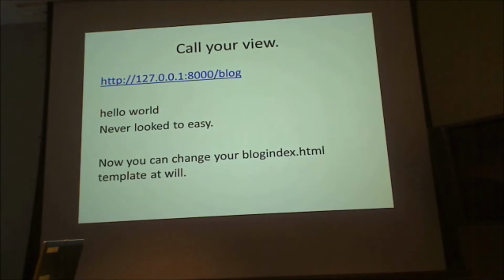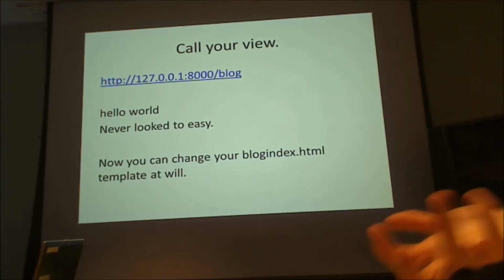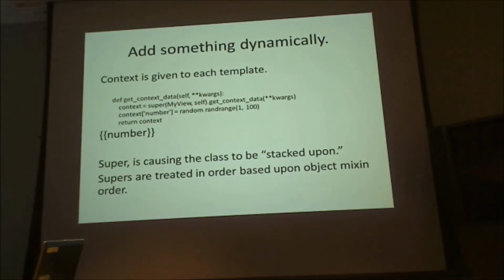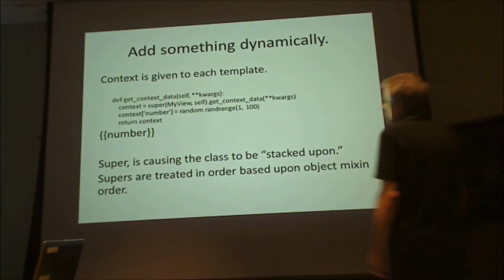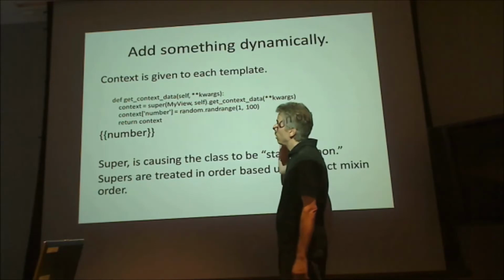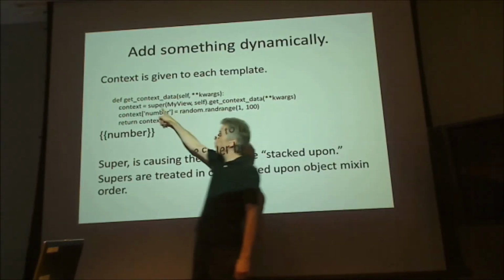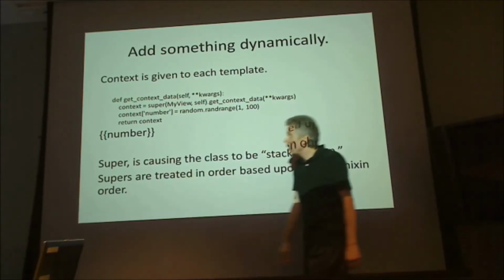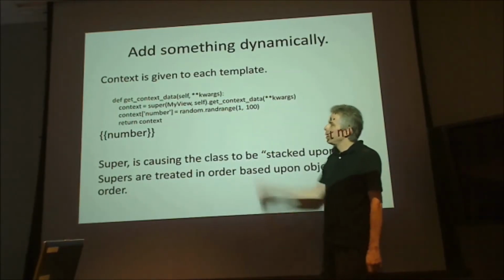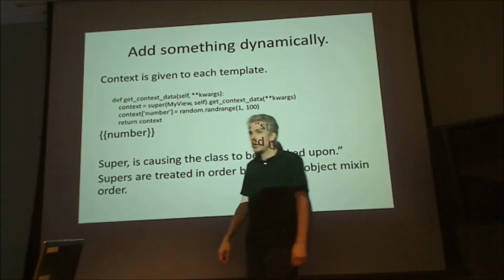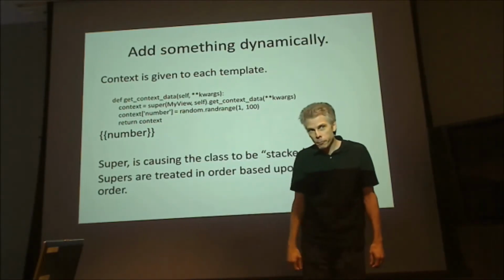And now that blog index.html you can change and make it into whatever you'd like. So let's change it and make it into whatever we'd like. We're going to add something to that hello world page. And we're going to do that by supering our view and adding number to the context.